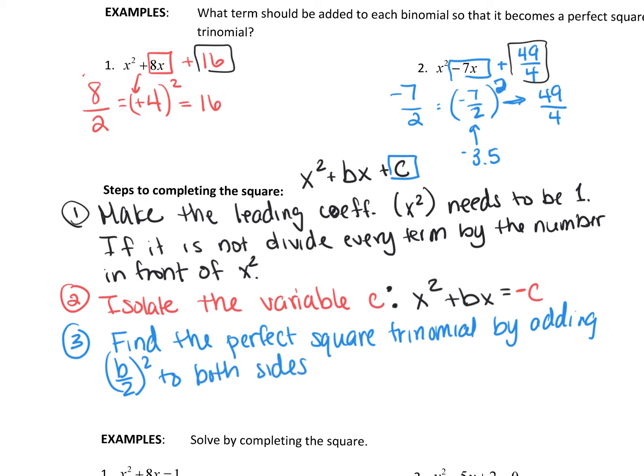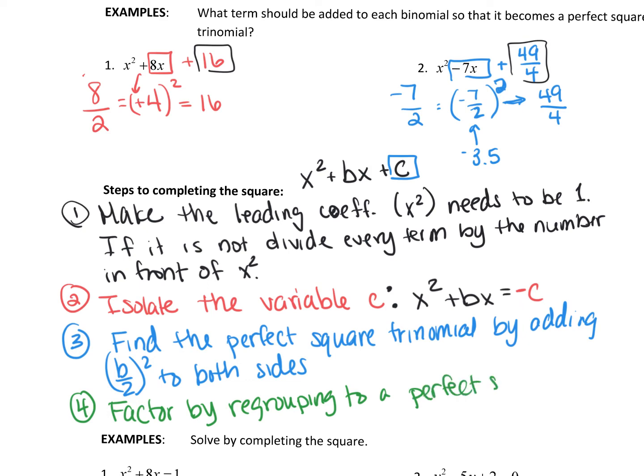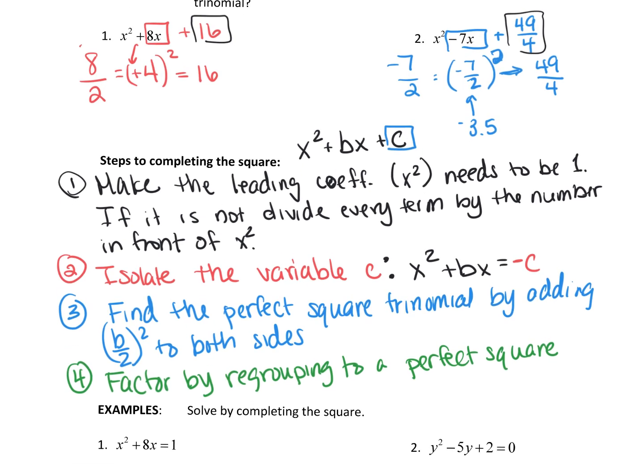And then the last step is to factor by regrouping into 2 perfect squares. So let's look at this process.